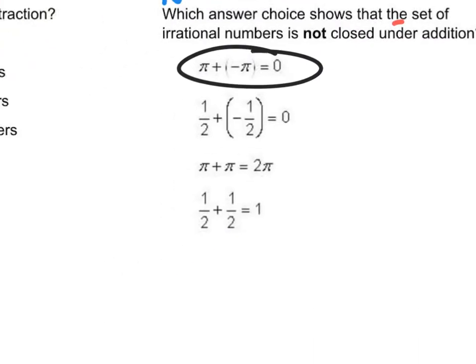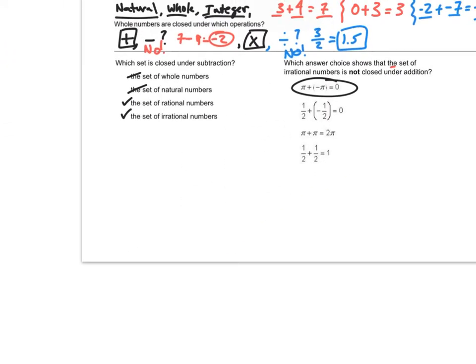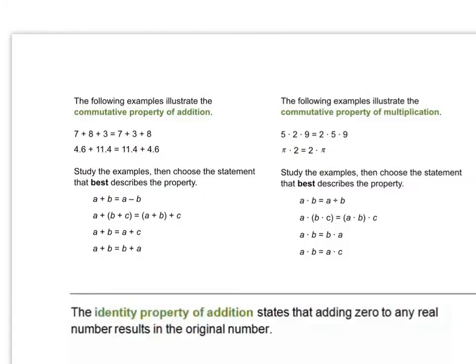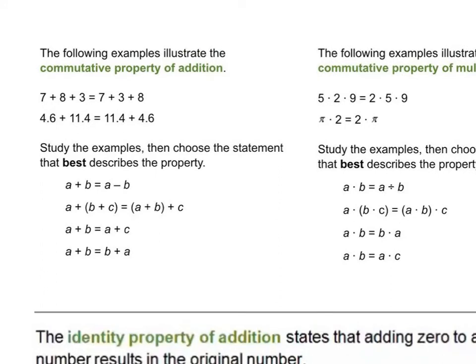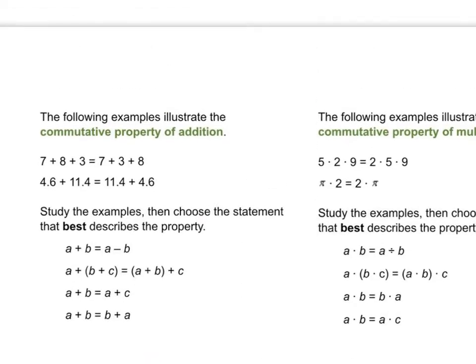Okay. Next page. All right, let's take a look at this next page. It says the following examples illustrate the commutative property of addition. What you notice here is that all you're doing is rearranging the order in which you add numbers. So commutative property means reorder.